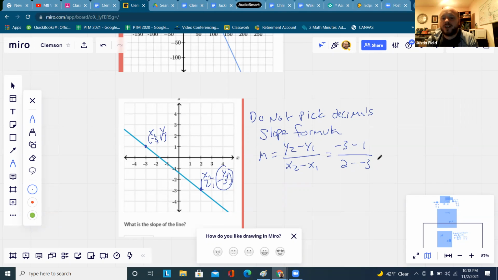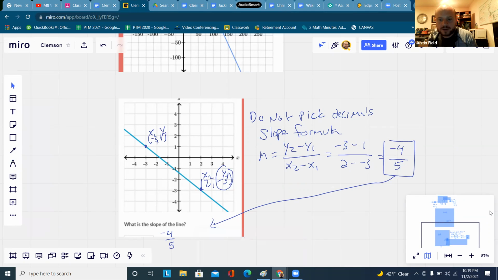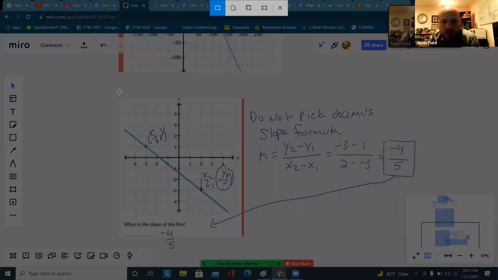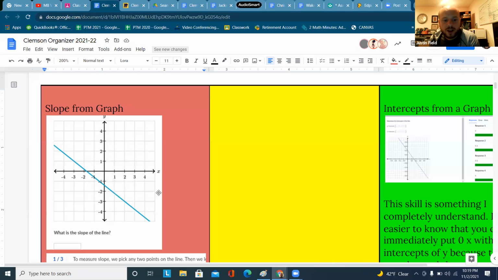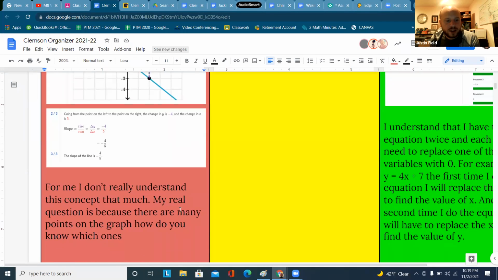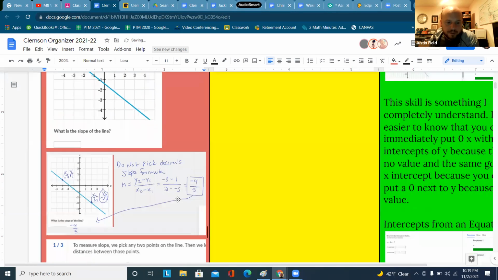All right. Now it's just simplifying. -3 minus 1 is -4. 2 minus -3 is 5, because we have to add those together. The slope is -4/5. And that's how it goes. All right, so pick any 2 points. If you want to do it the way I did it yesterday in the video, you can. If you want to use the slope formula, you can. You should know that formula, and I think they use it right there. So there you go.